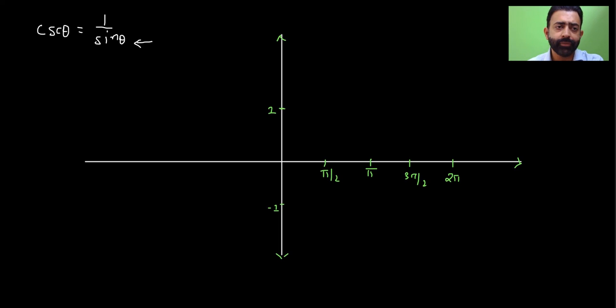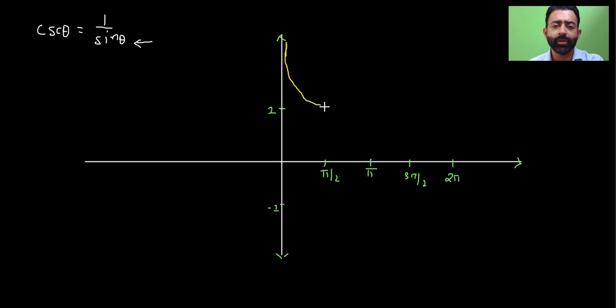So my graph will start from here and it will start decreasing, and it will attain a value of plus 1. Why? Because sin theta can attain a maximum value of plus 1 at theta equal to pi by 2. So at theta equal to pi by 2, this cosec theta will be 1. So the graph will decrease like this.